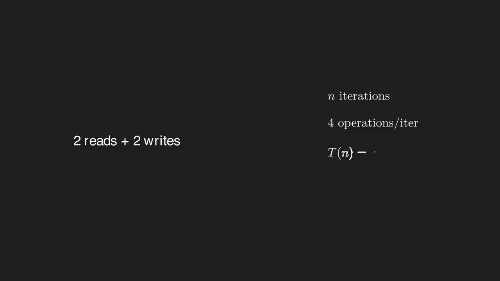The loop runs once for each of the n source indices. In every iteration, it performs 2 array reads and 2 array writes, a constant amount of work independent of n. Therefore, total time is n multiplied by a constant, giving big O of n. This is asymptotically optimal because producing an output of length 2n requires writing at least 2n values.